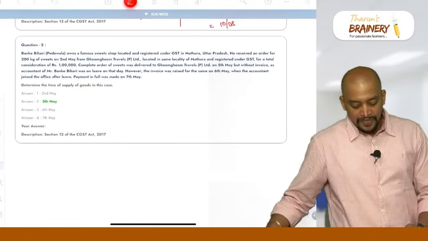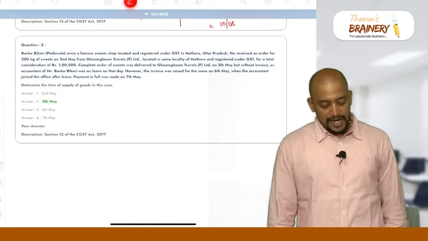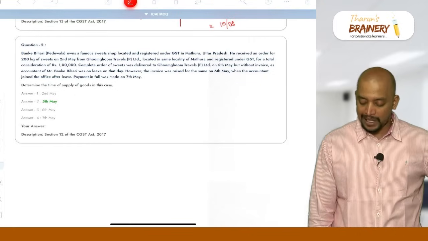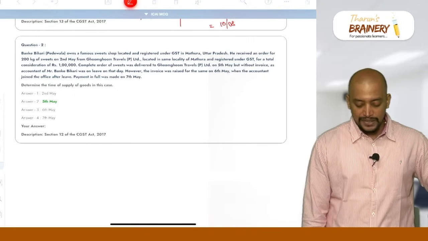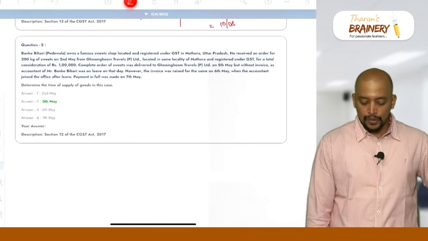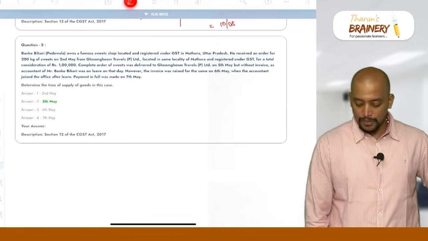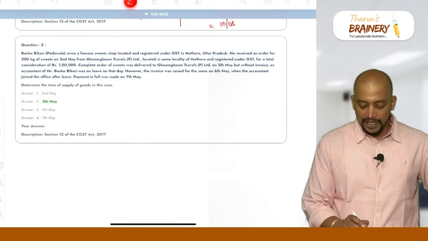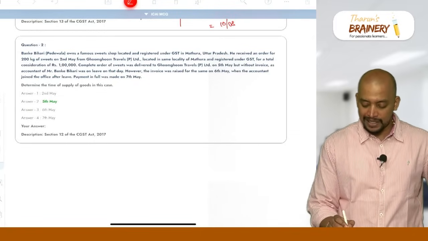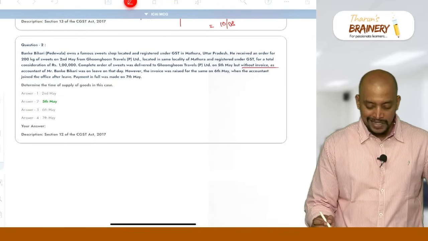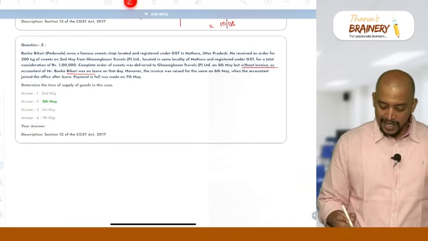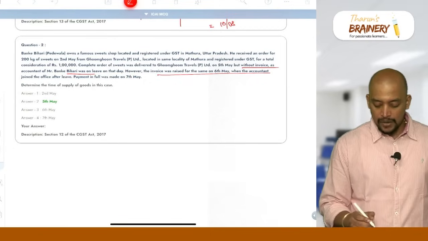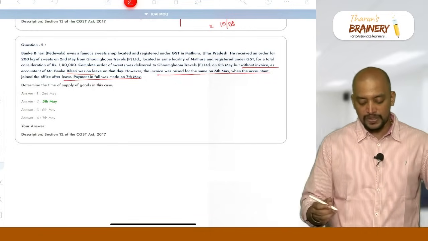Then next question, Banke Bihari Pedewala owns a famous sweet shop located and registered under GST in Mathura, Uttar Pradesh. He received an order for 200 kgs of sweets on 2nd May from Gumogam Travels Private Limited, located in the same locality of Mathura and registered under GST, for a total consideration of 1 lakh. Complete order of sweets was delivered to Gumogam Travels on 5th May but without invoice, as the accountant of Banke Bihari was on leave that day. However, the invoice was raised for the same on 6th May, when the accountant joined the office after leave. Payment was made on 7th May.